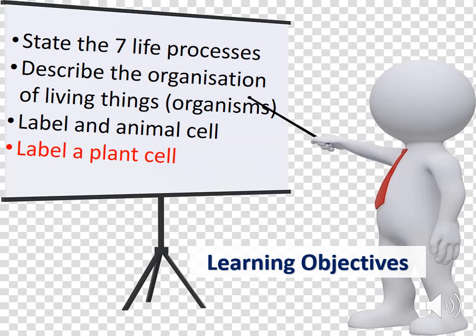So well done, Year 6, in completing your first biology lesson. I hope you've enjoyed it. So now you can state the 7 life processes. You can describe the organisation of living things. You can label an animal cell, and some of you can label a plant cell too. Excellent work, and I'm looking forward to seeing any photographs of models of plants or animal cells that you make.